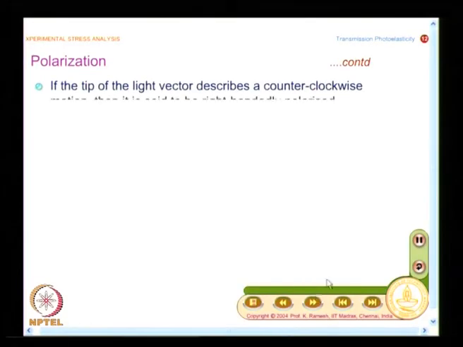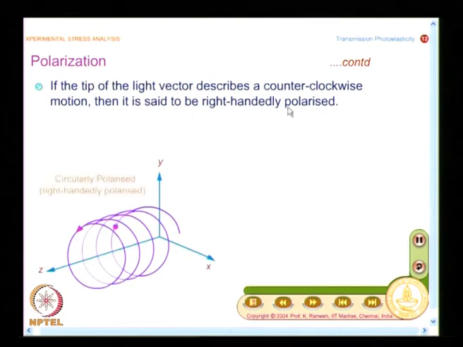And if you go to the optics literature, people also talk of what is known as handedness in polarization. We have also looked at it in the previous slide, where we labeled it as right handed and left handed, and that is defined here. If the tip of the light vector describes a counterclockwise motion, then it is said to be right handedly polarized. You can draw this on the same figure that you have drawn earlier, you do not have to draw another figure; you draw these points in a sequence that shows this is anticlockwise motion, and you call this right handedly polarized. On the other hand, if it moves in a clockwise direction, you call that left handedly polarized.